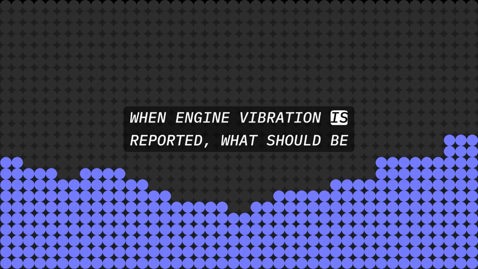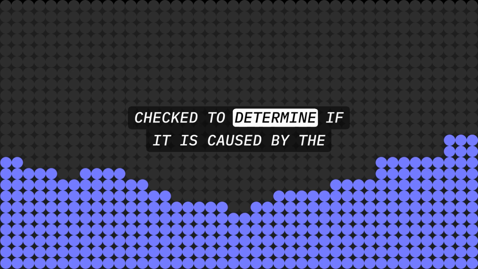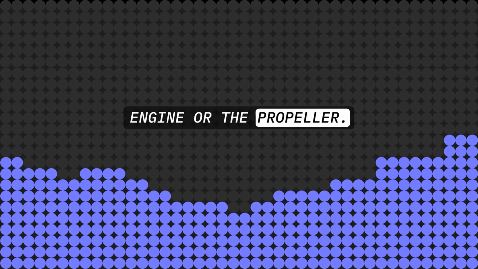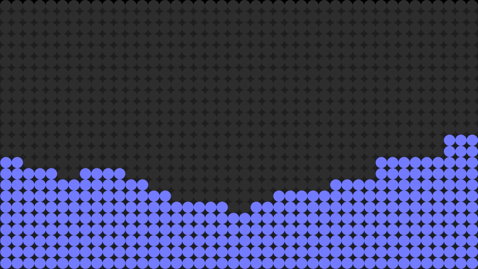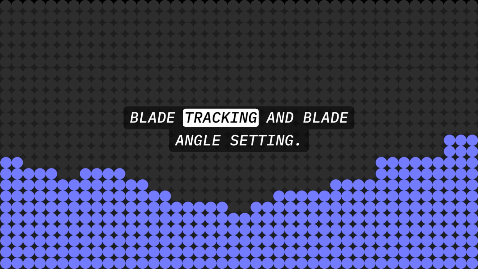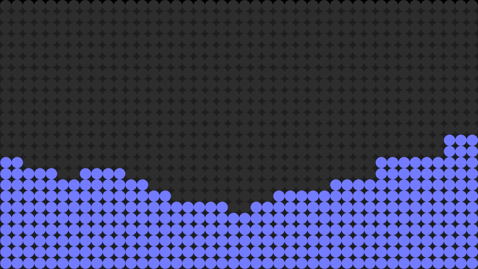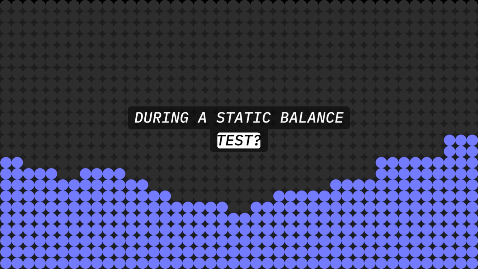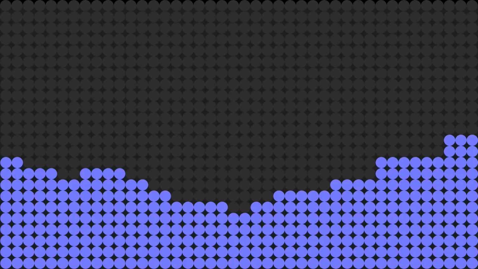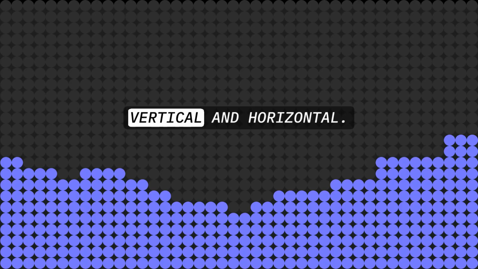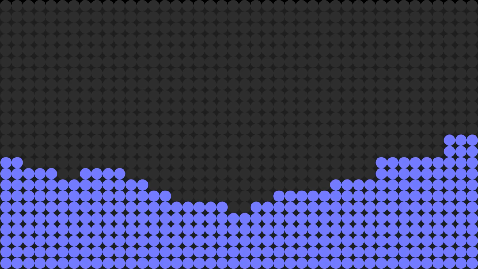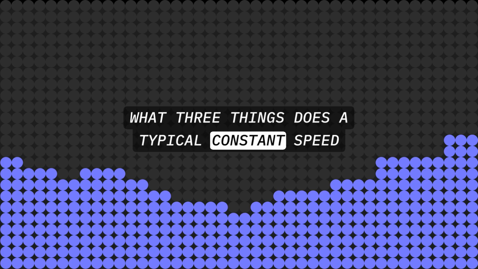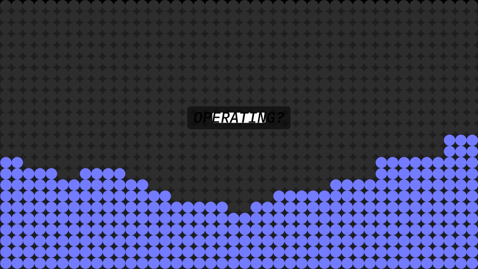When engine vibration is reported, what should be checked to determine if it is caused by the engine or the propeller? Blade tracking and blade angle setting. What positions of a two-blade propeller are used during a static balance test? Vertical and horizontal.